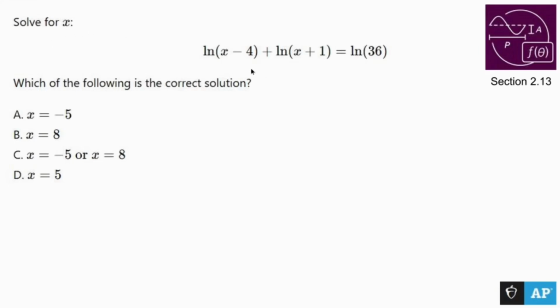Solve for x. ln of x minus 4 plus ln of x plus 1 equals ln of 36. I know that if I had ln of this equals ln of that, I could just get rid of the ln's. So I notice that these ln's are adding.